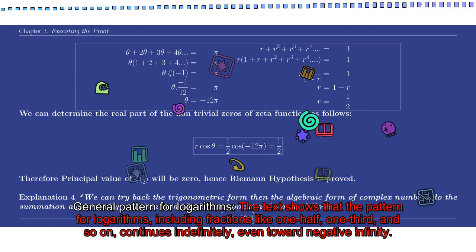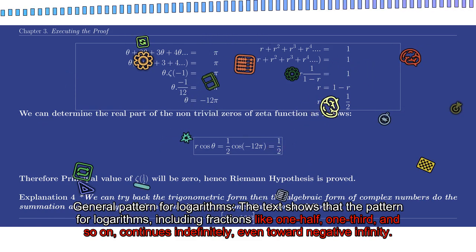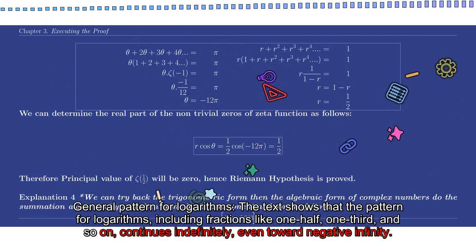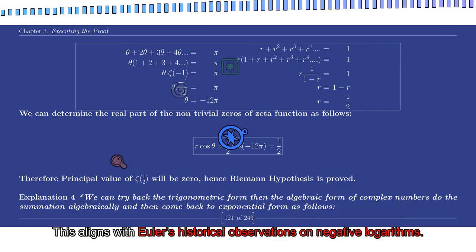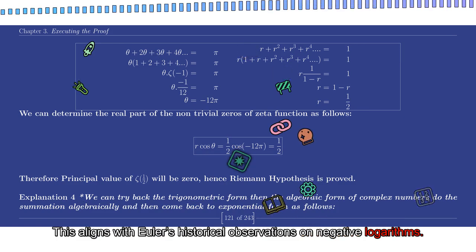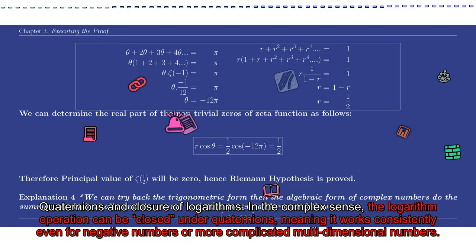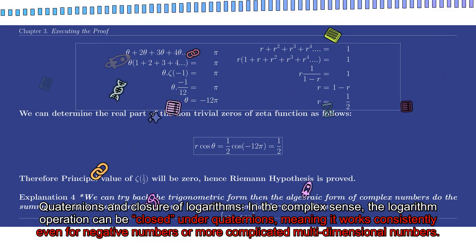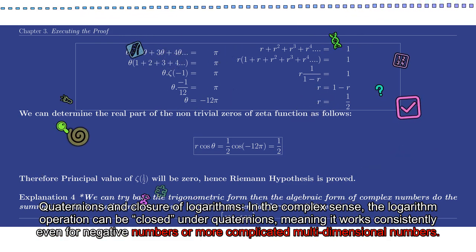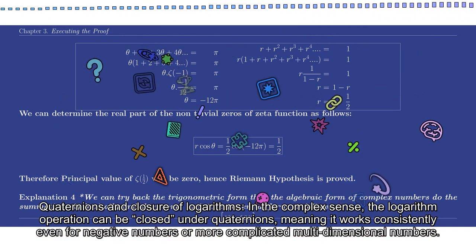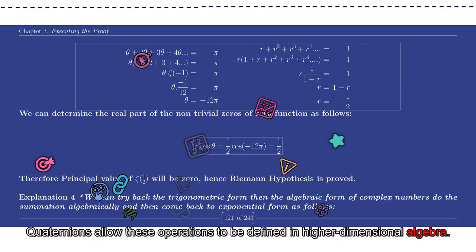General pattern for logarithms. The text shows that the pattern for logarithms, including fractions like 1/2, 1/3, and so on, continues indefinitely, even toward negative infinity. This aligns with Euler's historical observations on negative logarithms, quaternions, and closure of logarithms. In the complex sense, the logarithm operation can be closed under quaternions, meaning it works consistently even for negative numbers or more complicated multidimensional numbers. Quaternions allow these operations to be defined in higher dimensional algebra.